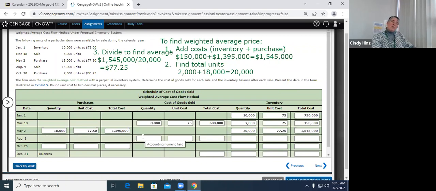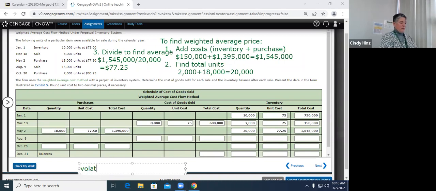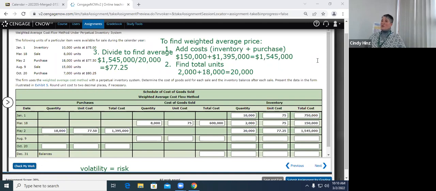And one of the reasons that companies might like the weighted average is it also removes some of the volatility. There's a phrase in finance, in investing: volatility equals risk. Volatility means risk. Investors don't like to see risky companies. They don't like to see volatility. So in particular, if you're working in an industry where you see prices going up and down and all around, you might want to smooth out some of that volatility so that your company looks more steady and stable.